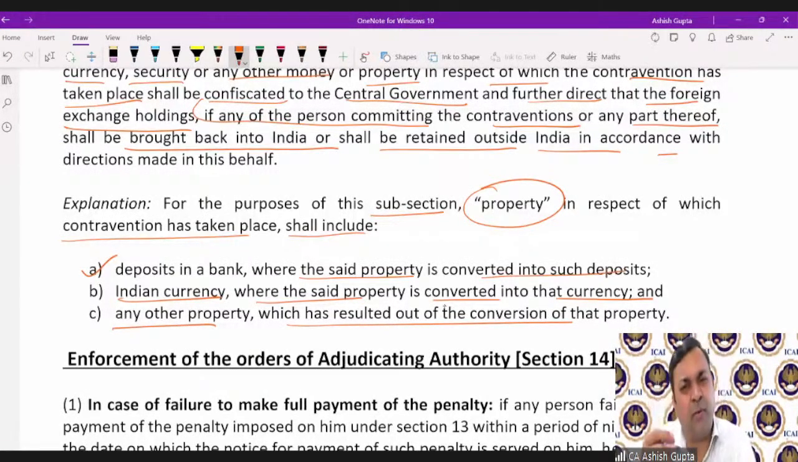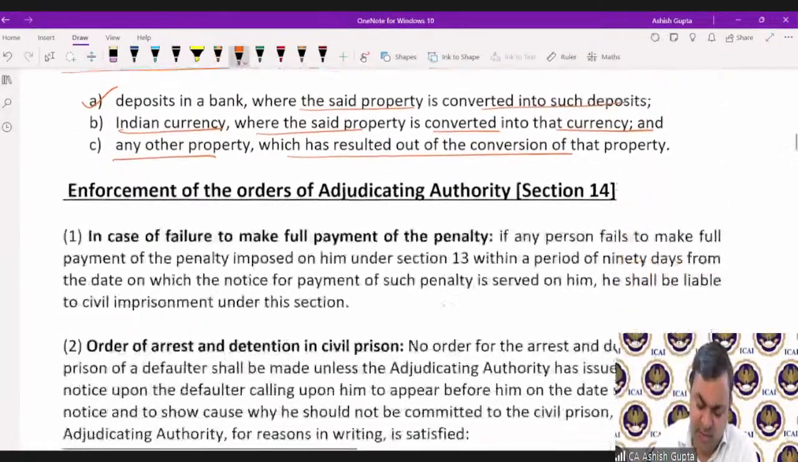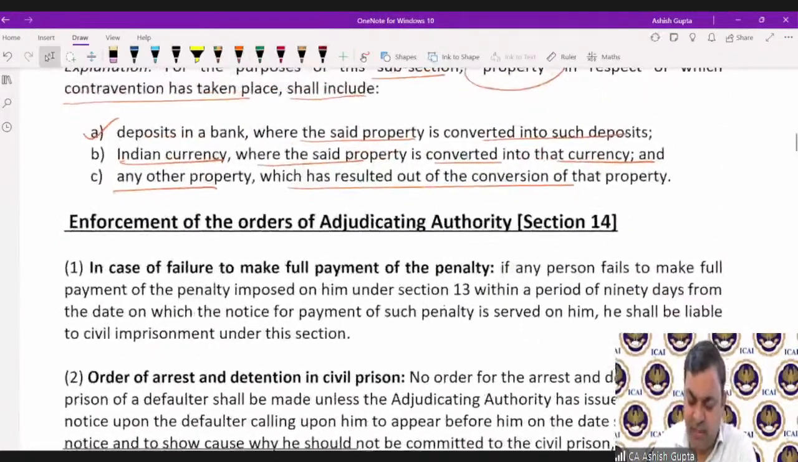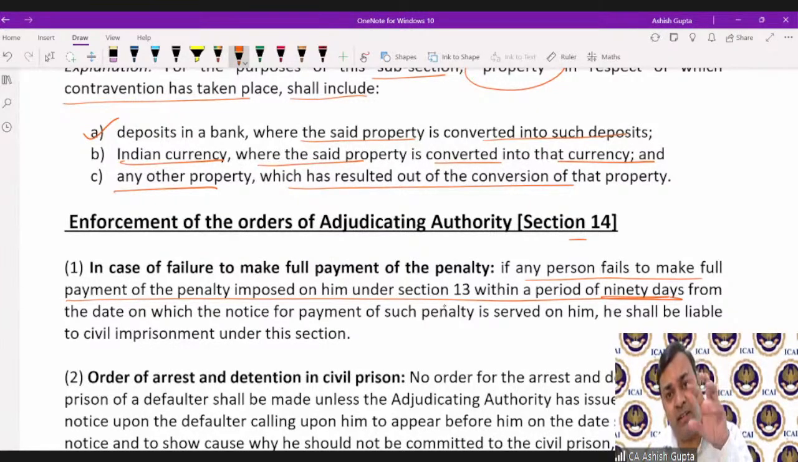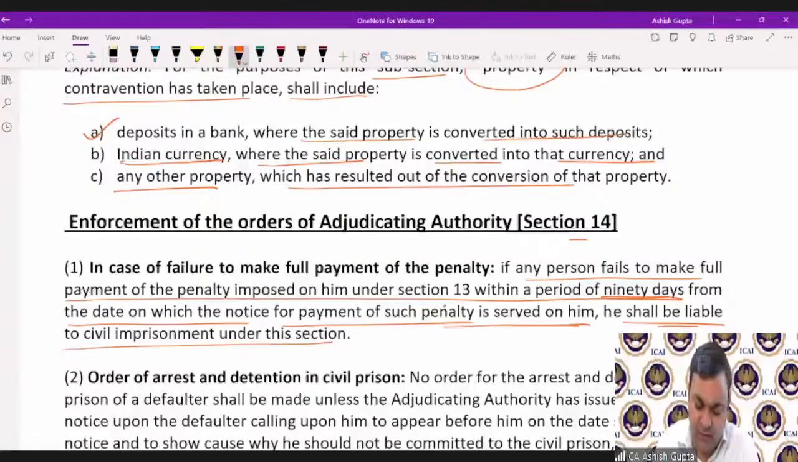So whatever amount you are holding in whichever currency, you need to keep that amount for the government's benefit, right? Enforcement of order of AA. AA means adjudicating authority, section 14. If a person fails to make the full payment of the penalty imposed on him within 90 days, then in that case civil imprisonment is attracted. From the date on which notice for payment of such penalty is served on him, he shall be liable to civil imprisonment under this section, right?